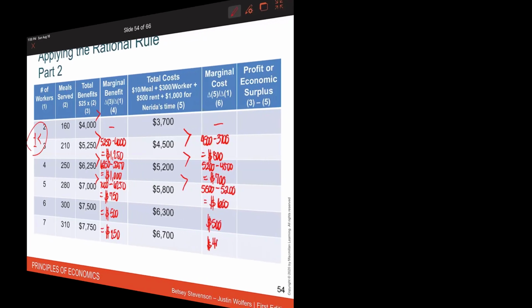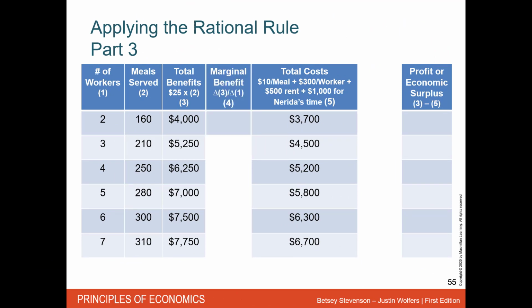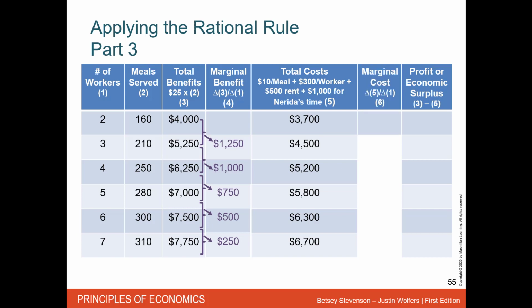We just saw that we can find marginal benefit by finding the difference between total benefits now and the total benefits then. So as you can see, the marginal benefit is decreasing as we keep hiring more workers. While for marginal cost, we do the same steps as marginal benefit, but now we are finding the change in total cost. Now, what do you notice regarding marginal cost? As the number of workers and meals served increases, the marginal cost declines.